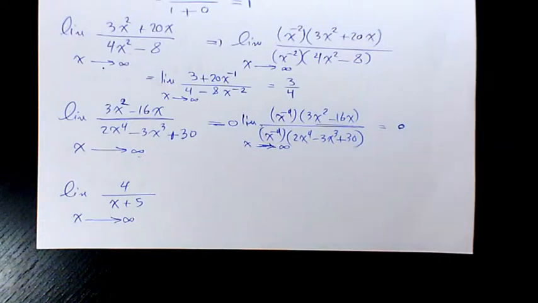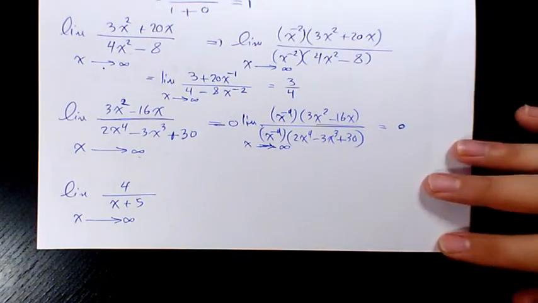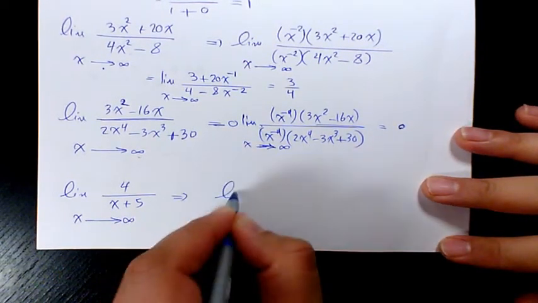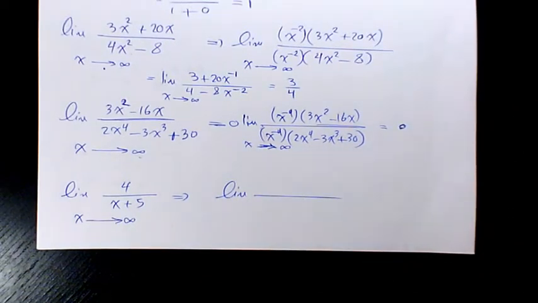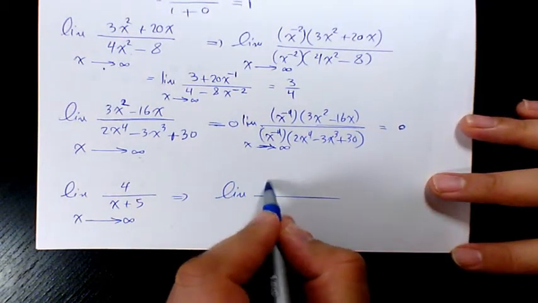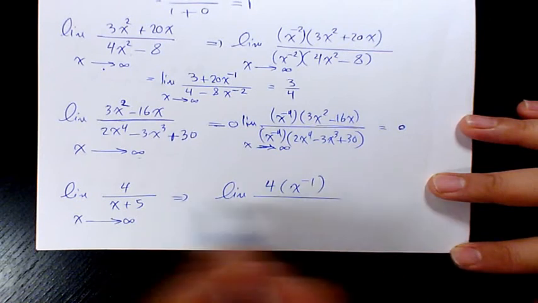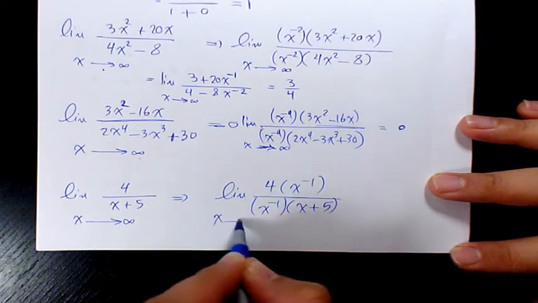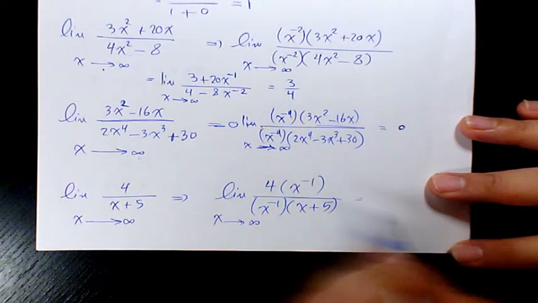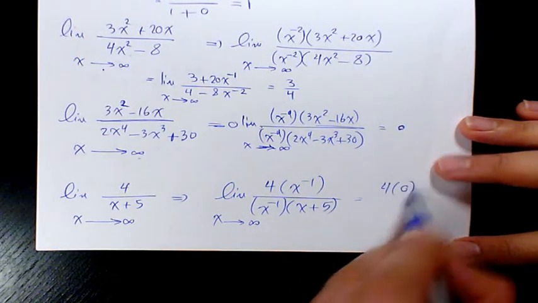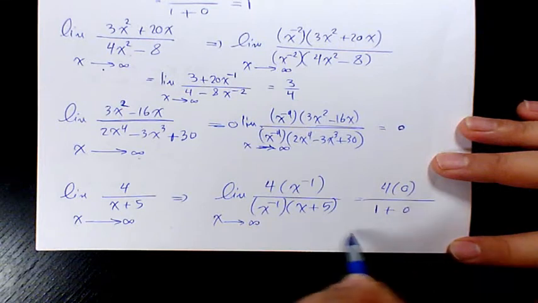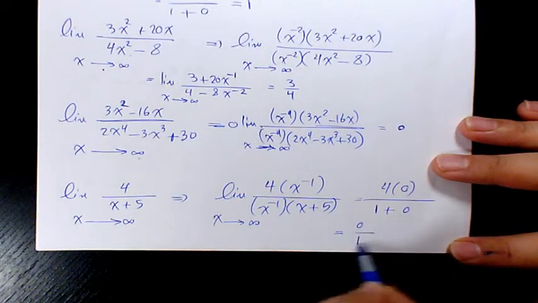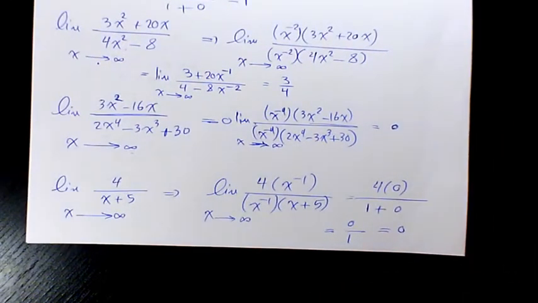Next example, the limit of 4 over x plus 5 when x is approaching infinity. As you see here, the order of the numerator is less than the order of the denominator. So when x is approaching infinity, the limit is going to be 0. So I'm going to say 4 times x to the power of negative 1, and x to the power of negative 1 times x plus 5. When x is approaching infinity, that's going to make it 4 times 0 over 1 plus 0, which is going to be 0 over 1, and that's going to be equal to 0.